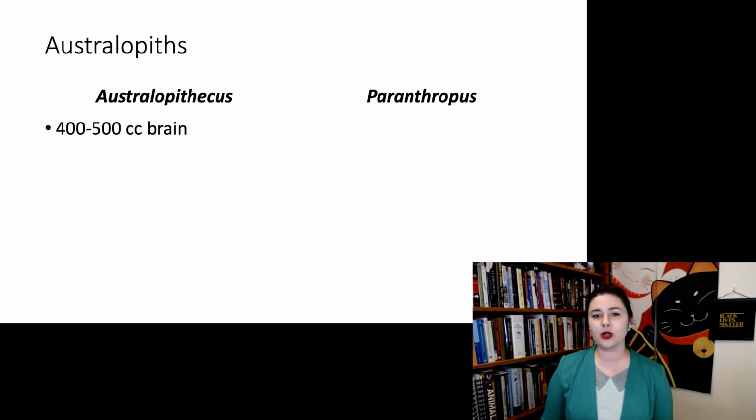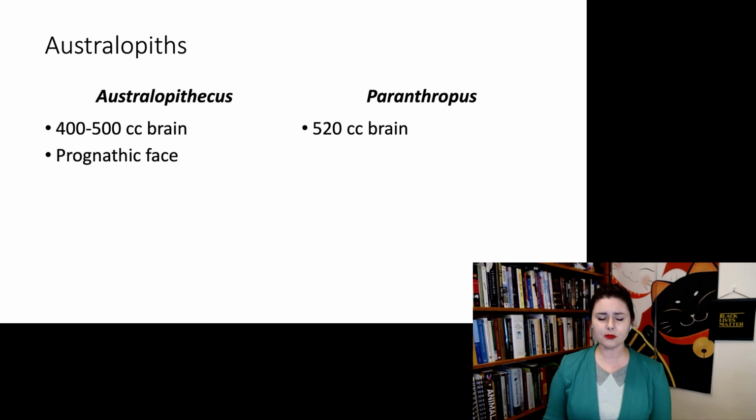Australopithecus has 400 to 500 cubic centimeters in their brain. Paranthropus is about 520. I would say really they're about the same size. We have more specimens for Australopithecus, so that's why we have a range here. If we had more fossils for Paranthropus, then we would have a better idea of what that actual estimate would be. Australopithecus has a very prognathic face. Paranthropus has a wide face. So there's a little bit of difference in their facial structure going on.